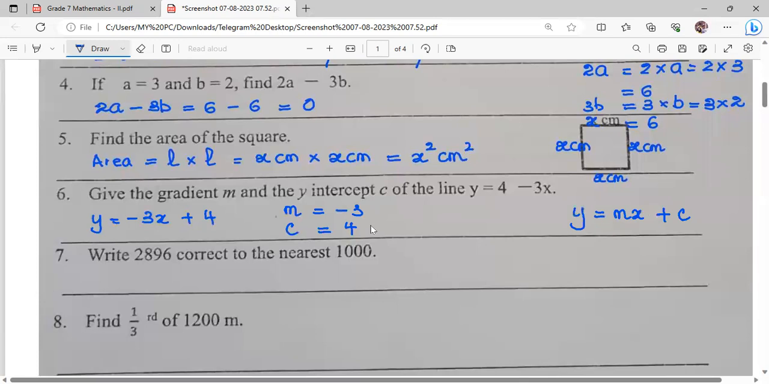So then you can take your black color pen and mark your answer like this. So this is the gradient. This part is the gradient and this is the y-intercept.